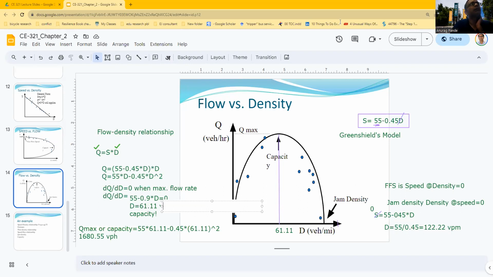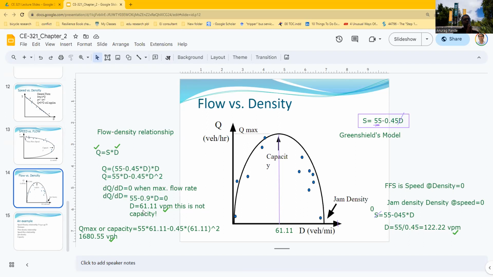I want to make sure that you are considering the units here. This is vehicles per mile. This is vehicles per hour for the flow rate. And for speed, obviously, it's miles per hour. So I'll always be looking for these units in your answers when I ask you for capacity. And remember, 61.11 vehicles per mile is not capacity. That's the density corresponding to capacity. If you want to find the capacity, you need to go back and find the Q max by plugging in that density value.